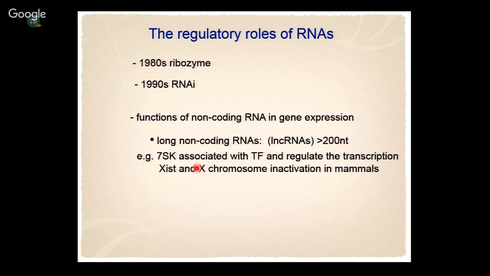For example, in the nucleus, 7SK is a non-coding RNA which associates with transcription factors and regulates transcription by Pol II, RNA polymerase II. Another good example is mammalian X chromosome inactivation. Xist is the long non-coding RNA expressed from the X chromosome, and it is involved in X chromosome inactivation.